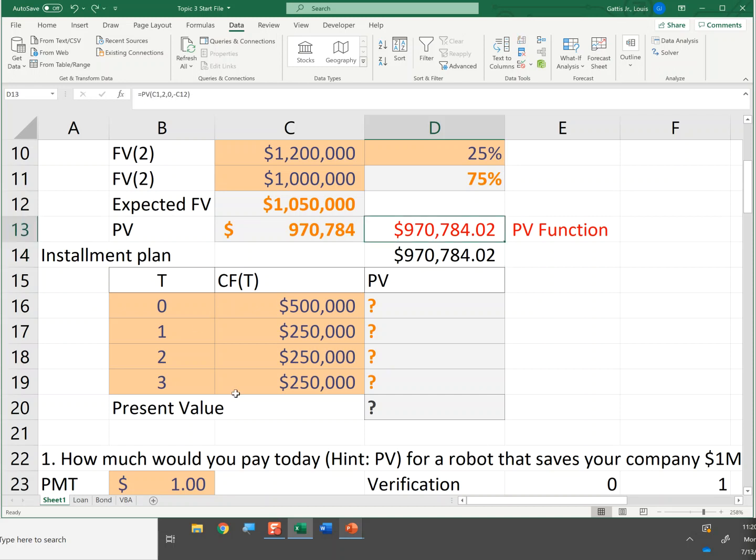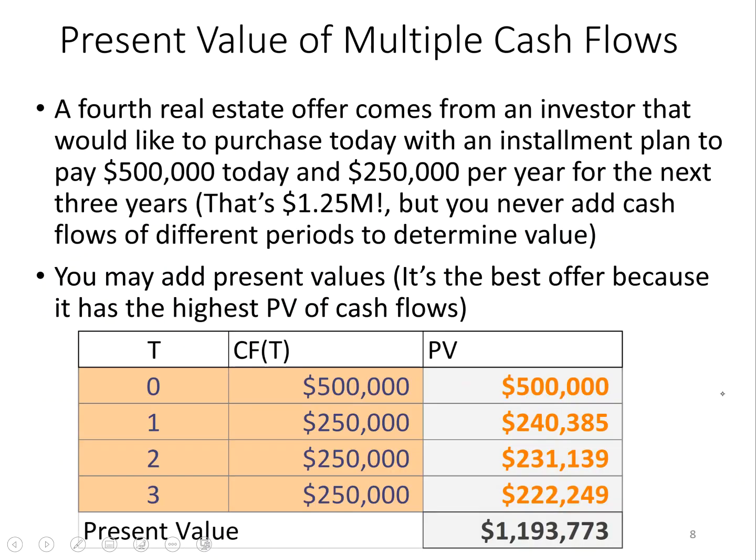Okay, so let's go back to our real estate example. Suppose a fourth real estate offer comes from an investor that would like to purchase today with an installment plan to pay $500,000 today and then $250,000 a year for the next 3 years. So what is better, taking this installment plan or getting the 1 year payment that has a present value of $1.009 million? Well, the only way to compare these is to do present values, because if I just add up the cash flows, these cash flows add up to $1.25 million. That looks like the best.